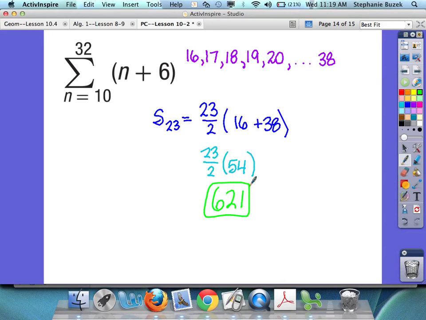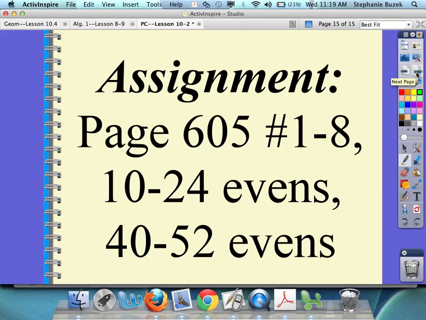All right, so what you need to do now is finish this section. Okay? So there you go. You should be able to finish this section. We are moving on tomorrow to geometric sequences and series. Oh, baby.